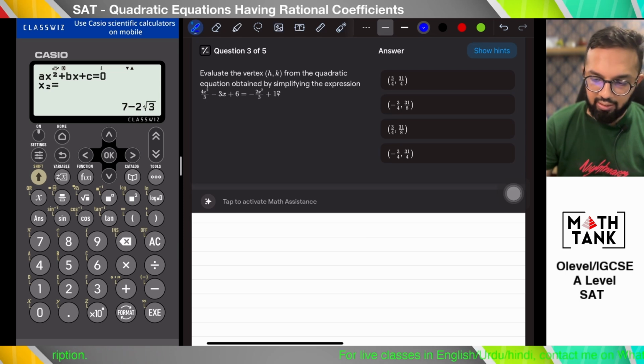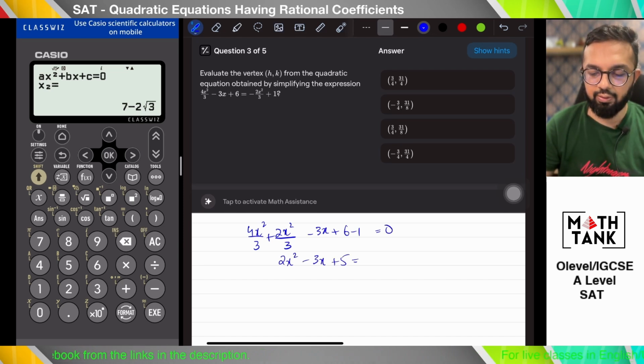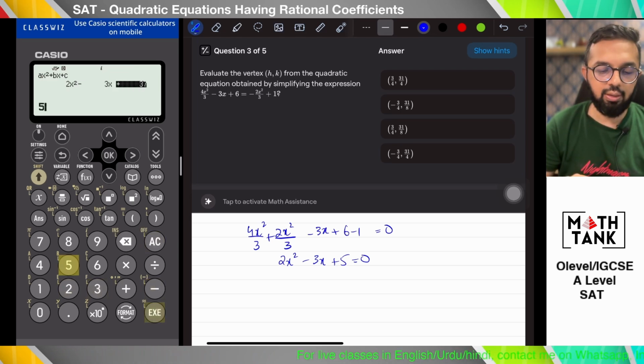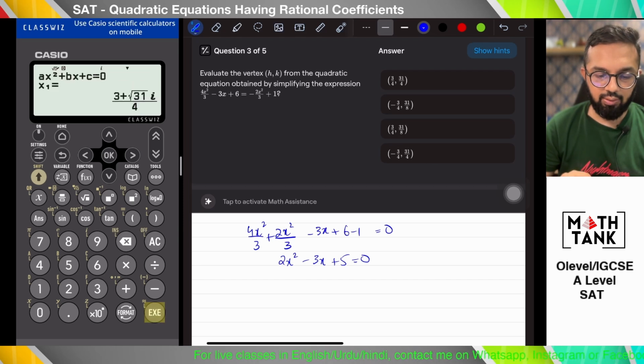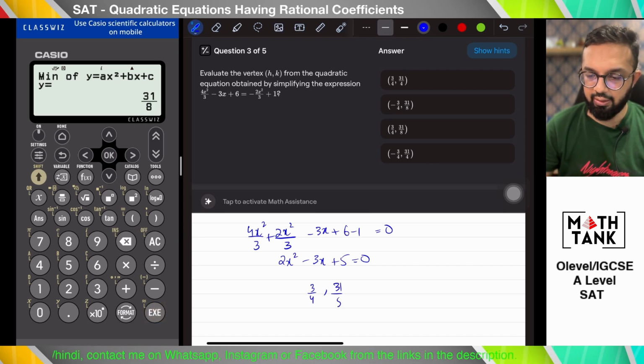Then it says evaluate the vertex from the quadratic expression. Now I don't need to really do this manually. I can use my calculator to do it. I just have to make sure that it's in the correct format for my calculator to see. So that's going to give me 2x squared minus 3x plus 5. There's a way of finding the vertex manually as well, and that's in the lecture videos. This is about solving questions quickly, so I'm just showing you what the vertex will be. It's going to be 3 over 4 comma 31 over 8. Is that an answer option? Yeah. C.